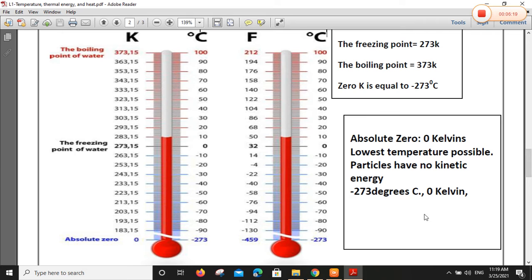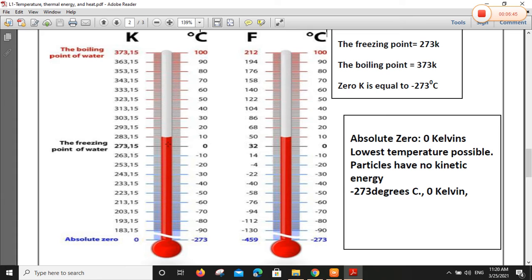Absolute zero, which equals 0 K, equals negative 273 Celsius degrees. To reach 0, we mentioned the freezing point 273. Where is the 0? The 0 is called the absolute zero.